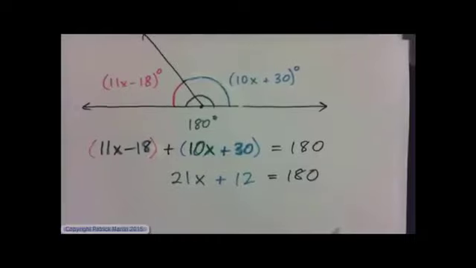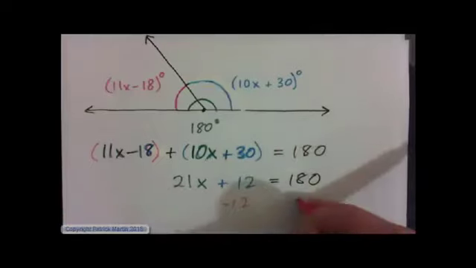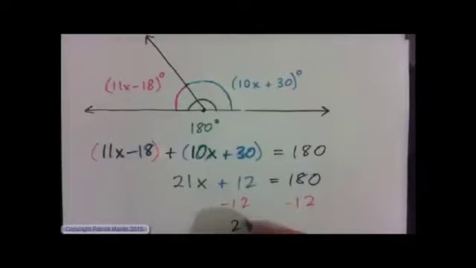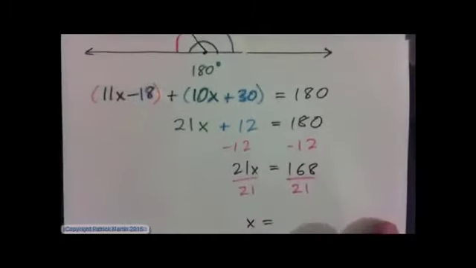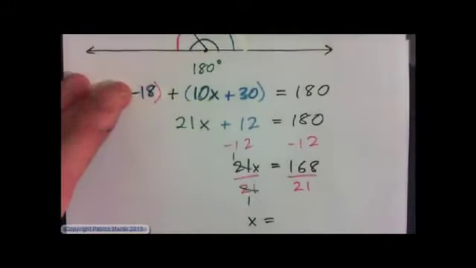And now can you solve the equation from here? Press pause and solve it from here. Okay, I'll do it now. So we need to subtract 12 from both sides. That'll give 21x equals 168. Then we divide both sides by 21. And that will give x equals, and it gets x here because the 21's cancel.